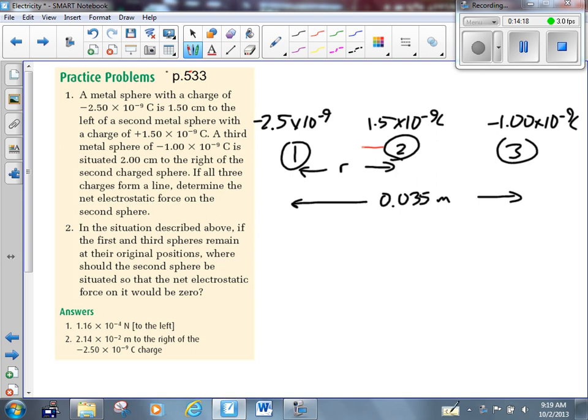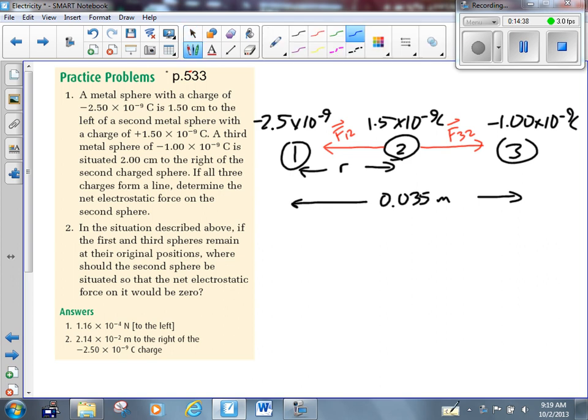2 is pulled towards number 1. We're going to call that F12, the force of 1 on 2. 2 is pulled towards number 3. We're going to call that F32, the force of 3 on 2. Now, if the net force is 0, what do we know about the values of those two forces?